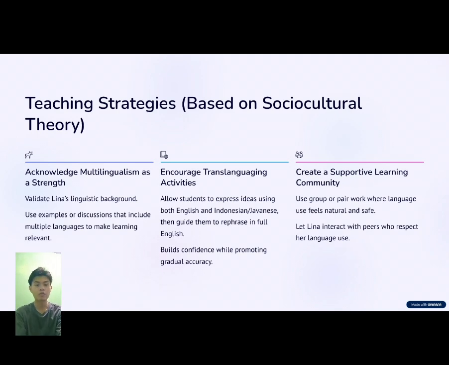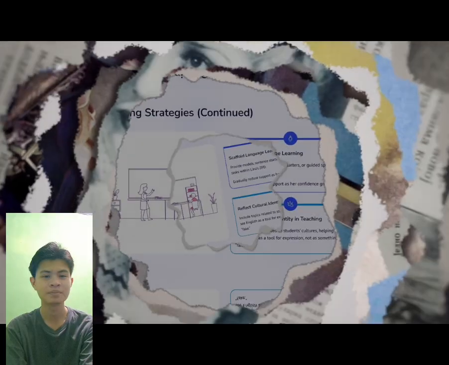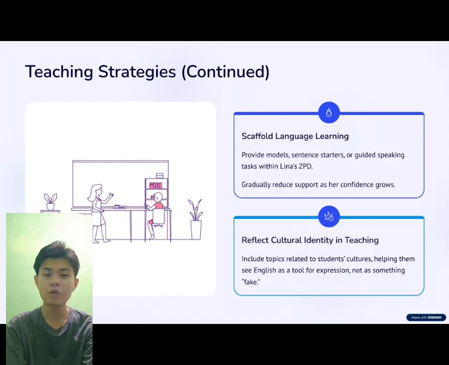When language use feels natural and socially accepted, students like Lina are more willing to practice English without fear of being teased. Fourth, scaffold language learning. Provide models, key phrases, or sentence starters to support Lina in her zone of proximal development. As she gains confidence, gradually reduce the support so she can speak independently.